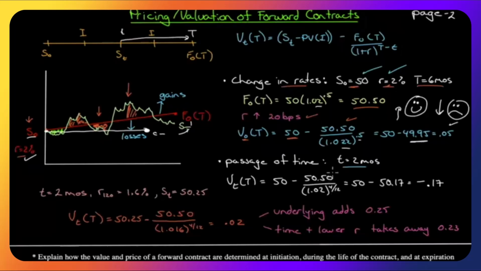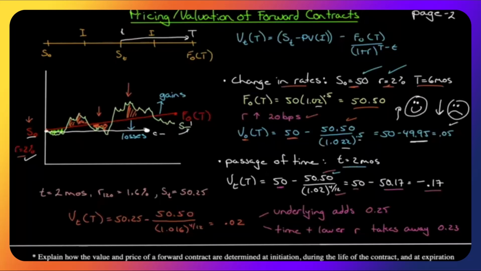Well, now we're only discounting back that fixed forward contract price. Remember, this does not change. We're only discounting back for 4 of the 12 months, not 6 of the 12 months. That is 50.17. It stayed at 50. Notice that we are now down 17 cents per underlying unit on this contract just with the passage of time, because this has to grow at a rate of 2% over that period of time just to break even. We need the interest rate growth in the underlying just to break even.